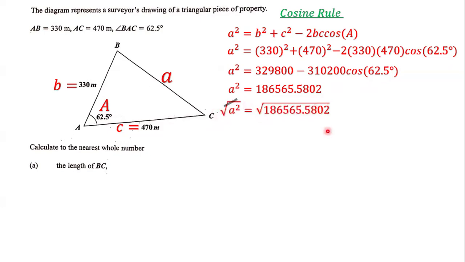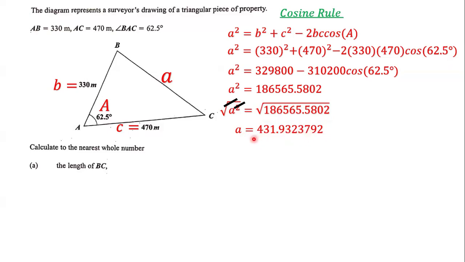What ends up happening is the root and the square cancel out each other. So we get that A is equal to the square root of 186,565.5802. And when we take the square root of this decimal number, we get A is equal to 431.93237992. So that's what A is equal to.